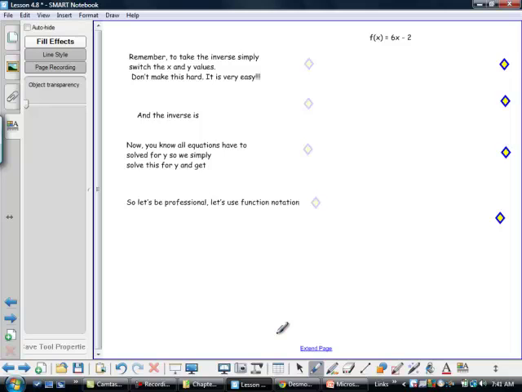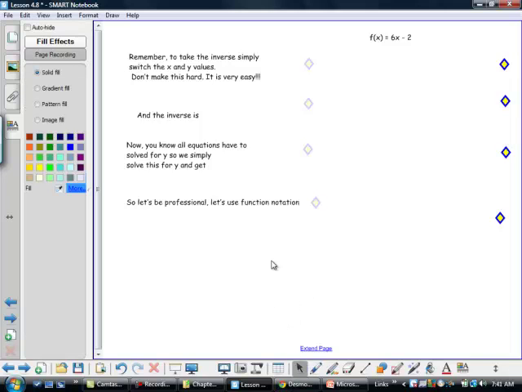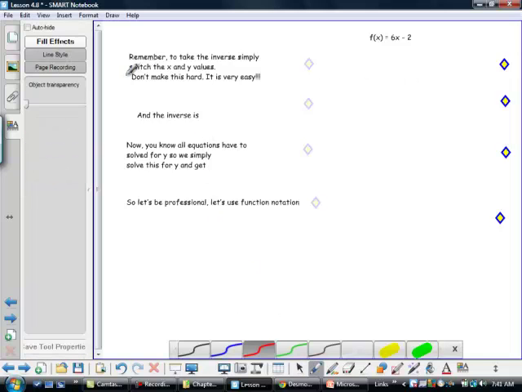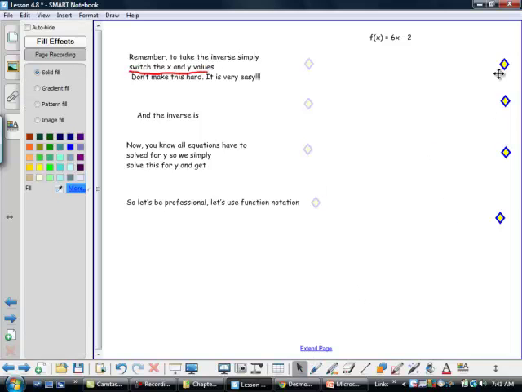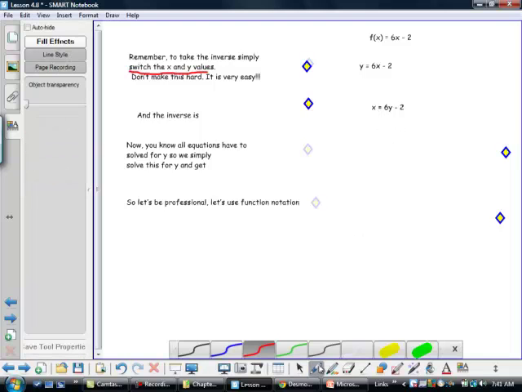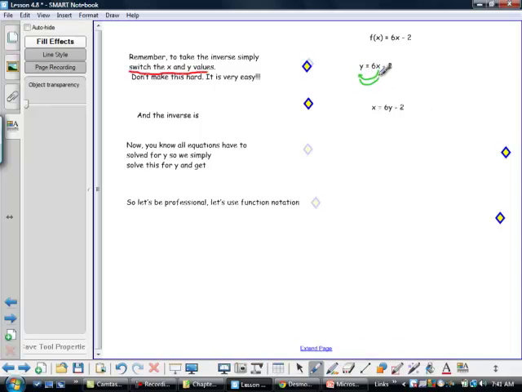Okay, let's just run through one more really quickly. Take the inverse of this function. Inverse tells me to switch the x and y values. So I'll switch the x and y values, put my y value in. I will now switch the x and y. So once I switch the x and y, I get x equals 6y minus 2. See, that x went there, that y went there.